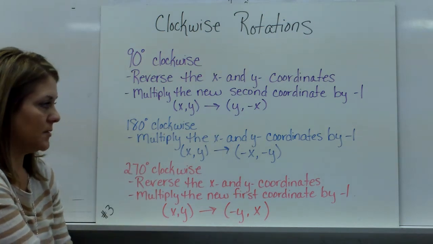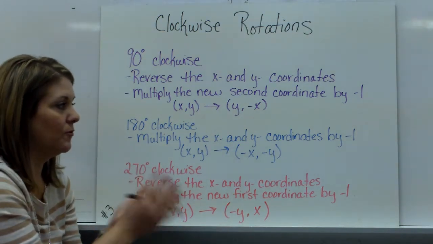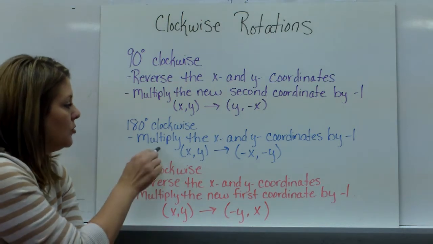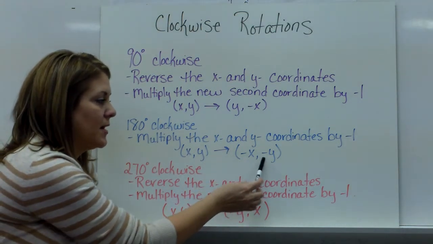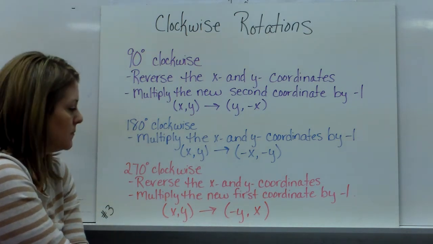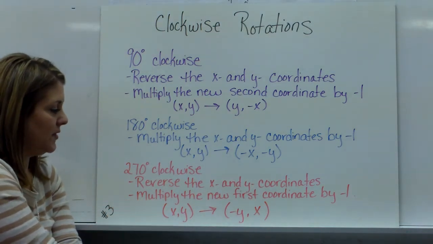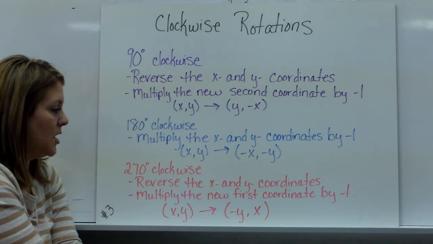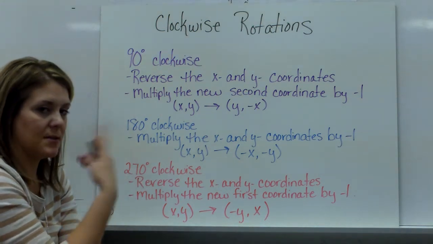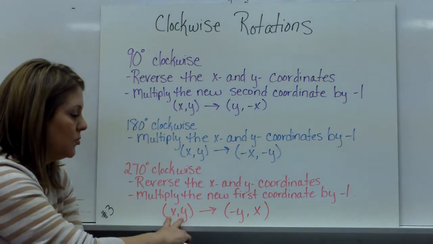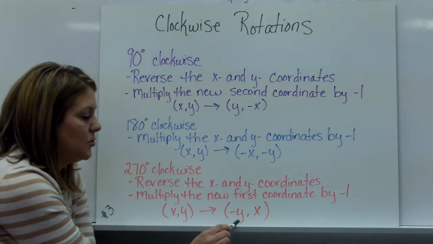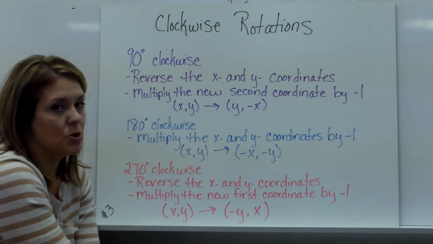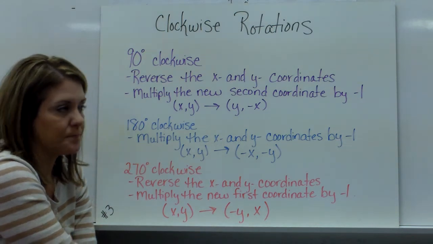For 180 degrees clockwise, you do not have to reverse the X and Y. All you're doing is multiplying the X and the Y by -1. For a 270 degree clockwise rotation, again, we're going to reverse the X and the Y, so you take your original ordered pair and flip your X and Y coordinates. But in this situation, you're going to multiply the new first coordinate by -1.